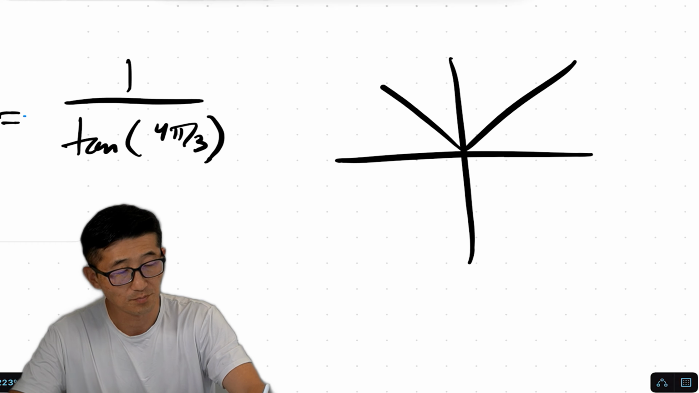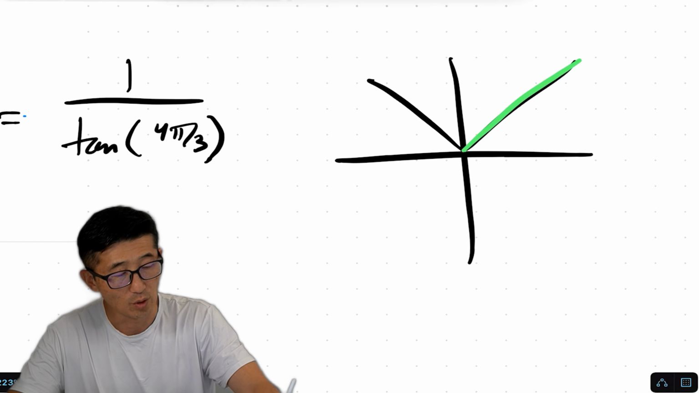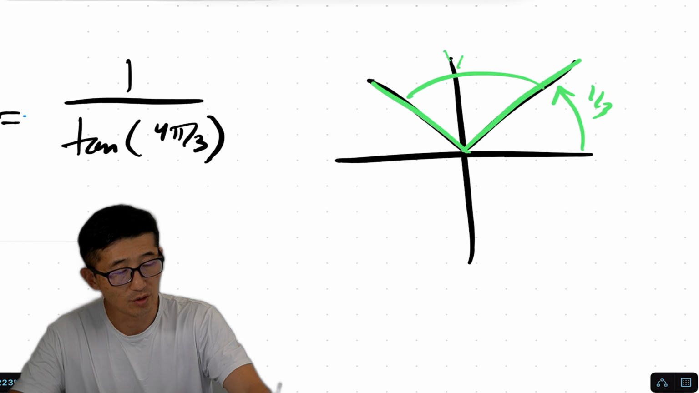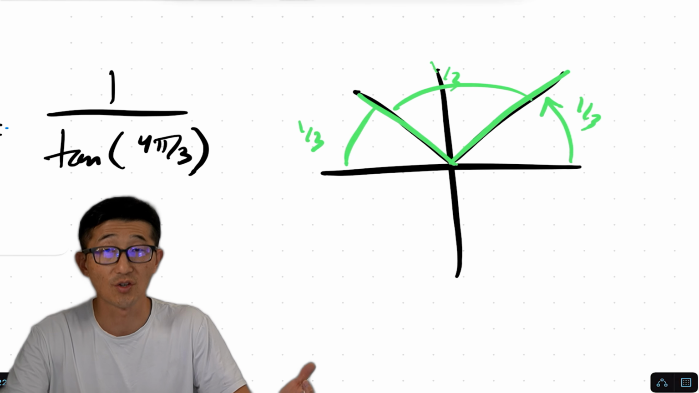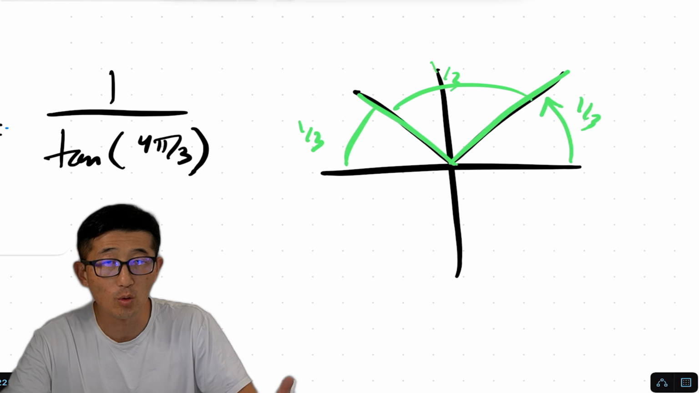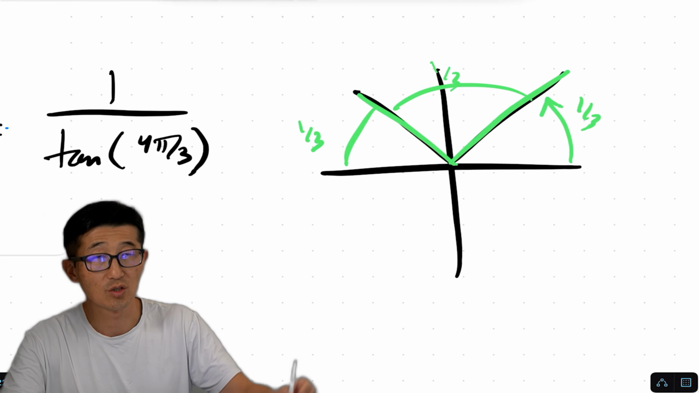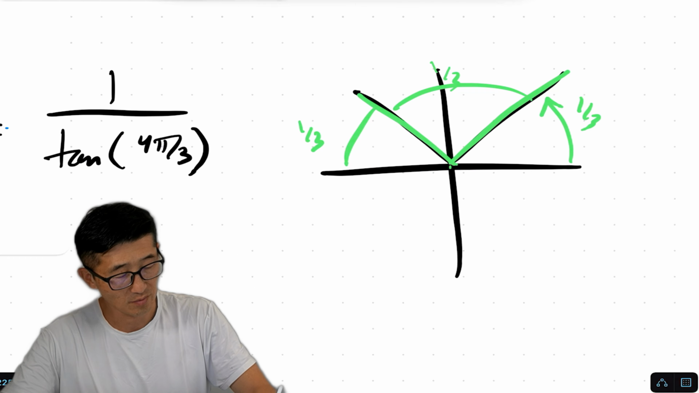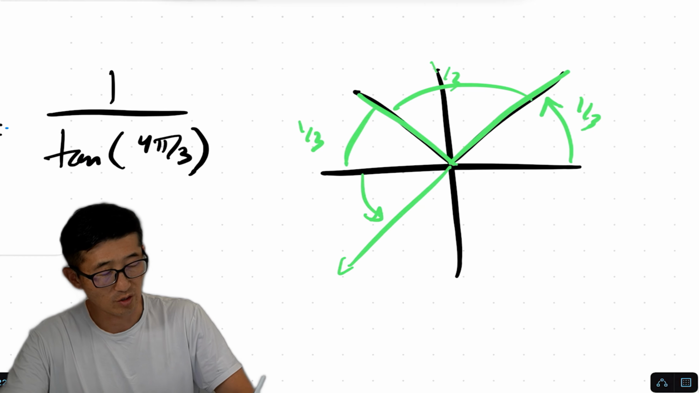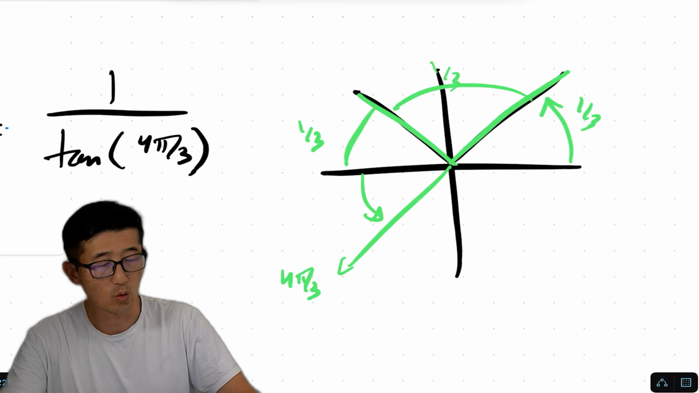So see it? Wait here, let me do this. This is 1/3, this is 1/3, this is 1/3. Just cutting it into thirds. So you want to count off 4 thirds. So we go 1/3, 2/3, 3/3, and 4/3. So 4 pi over 3 is in quadrant 3.